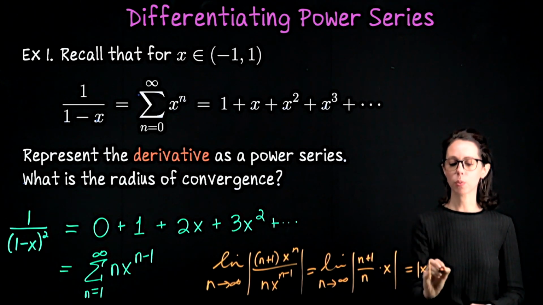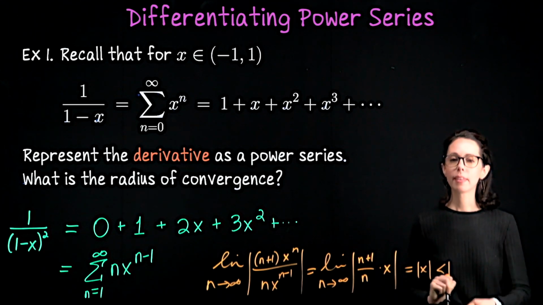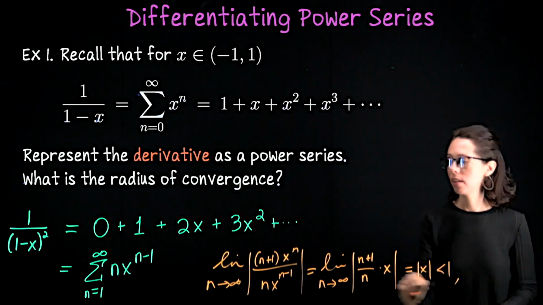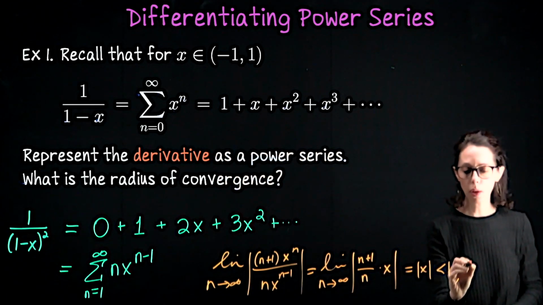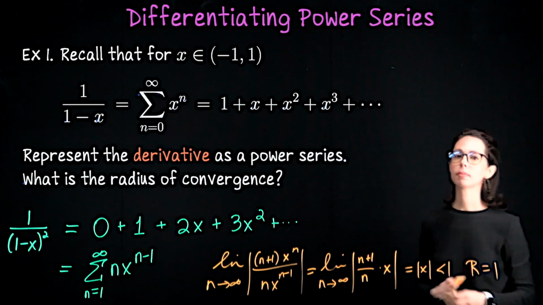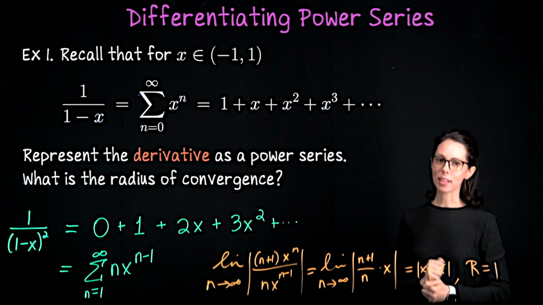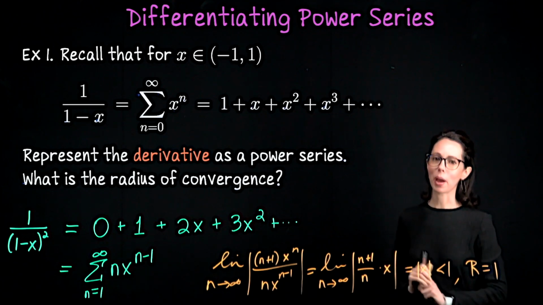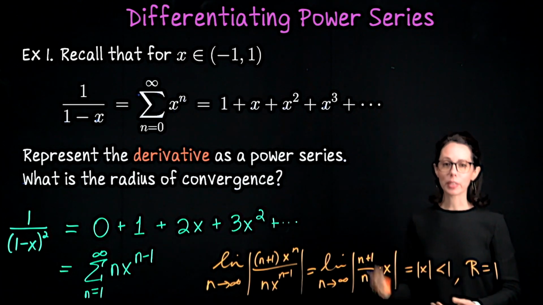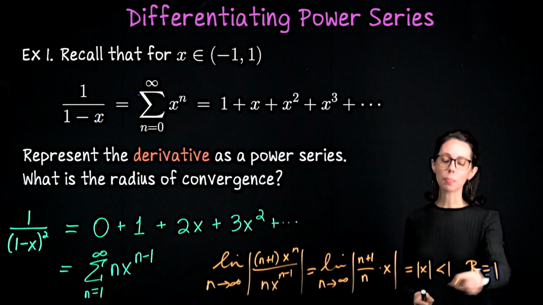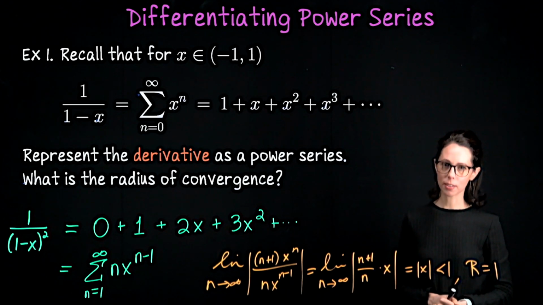For the ratio test, we want that less than 1. This tells us that the radius of convergence for this power series representation of this function is 1. That is the same as the radius of convergence for the original power series that we started with. That will always be the case. So when we differentiate power series, we keep the same radius of convergence.